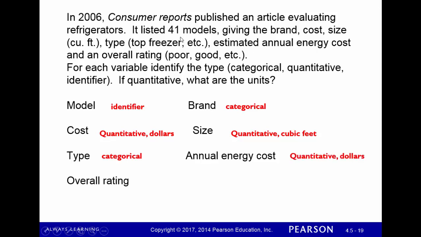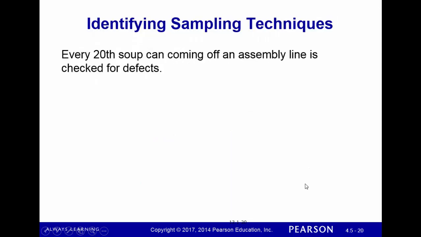Now watch for the overall rating, because this could have been quantitative, but if you notice here, they gave us the kind of ratings that were given, poor, good, etc. So that's going to be categorical. Sometimes a variable you think could be one type of variable may actually be a different type, depending on how the information was collected and recorded.